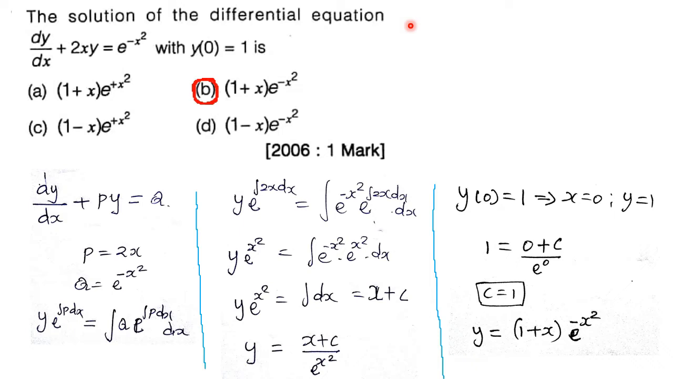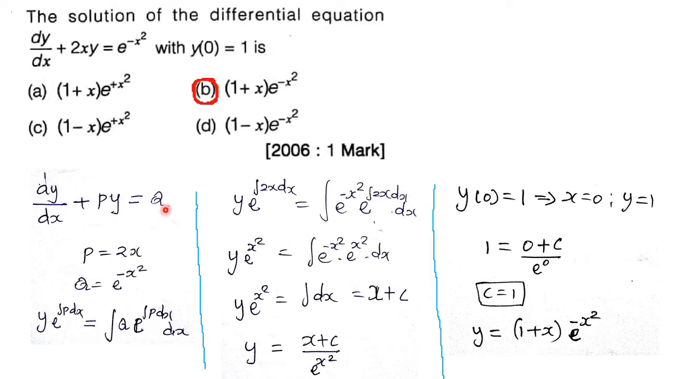Now we are going to discuss the first problem. It's a GATE 2016 1 mark question. Solution of the differential equation dy divided by dx plus 2x into y is equal to e power minus x square, with y of 0 is equal to 1, is. Here the format is dy divided by dx plus p into y is equal to q, so y is the solution of the given differential equation. We need to identify the value of y from the given differential equation.